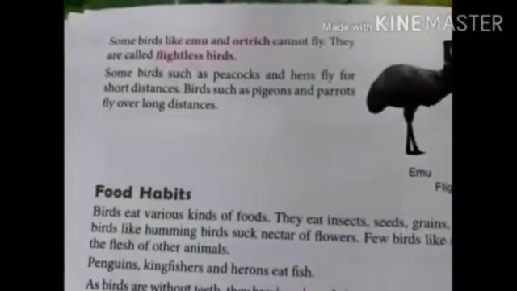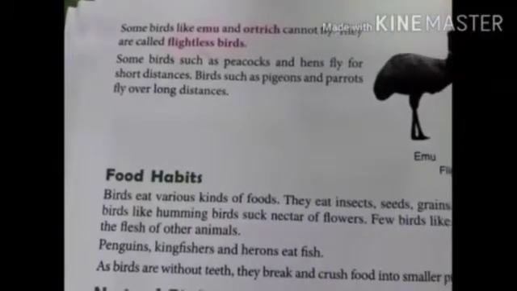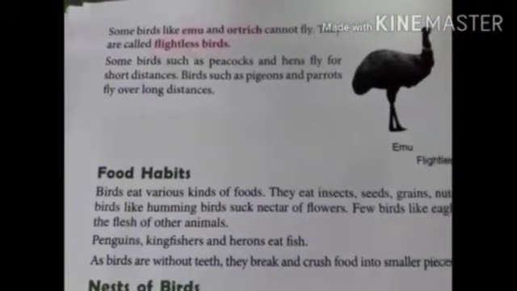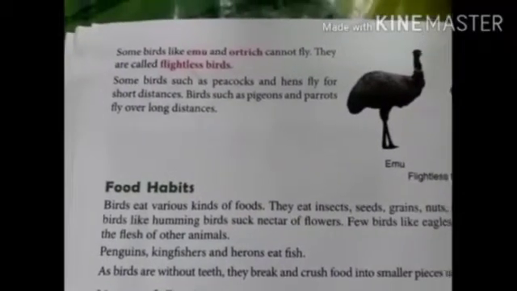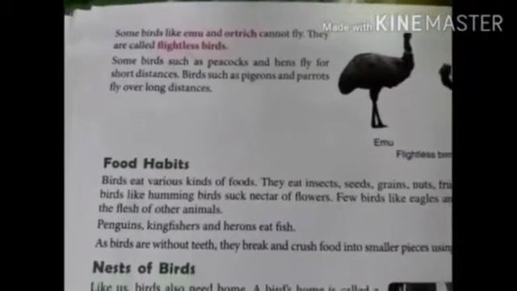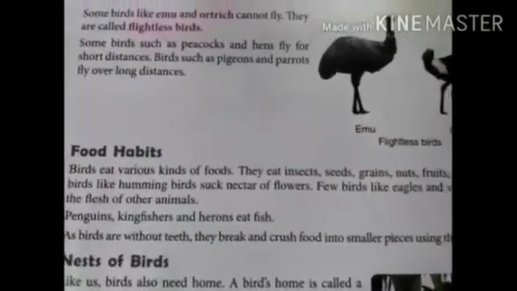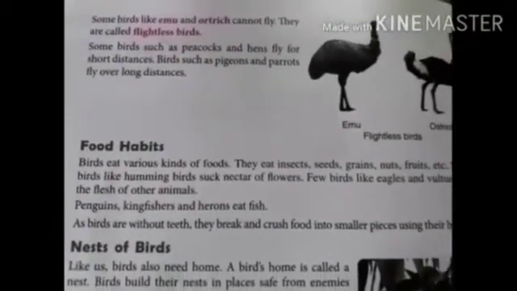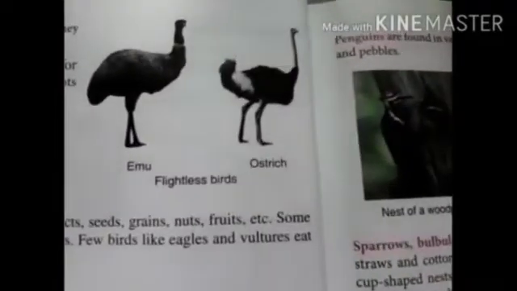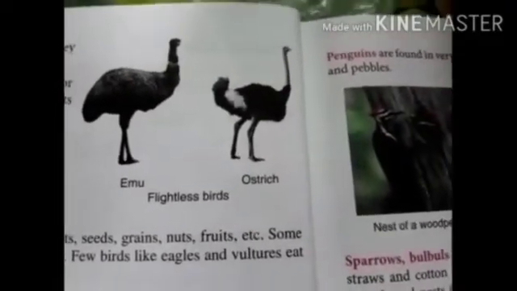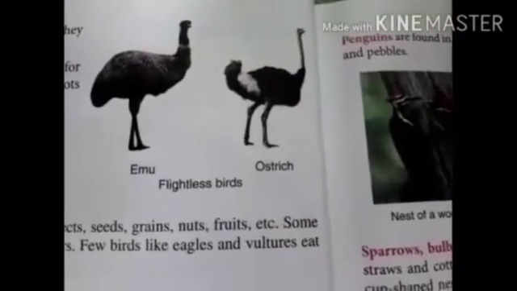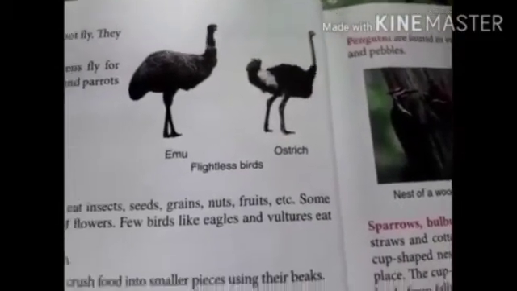Some birds like emu and ostrich cannot fly. They are called flightless birds. Some birds such as peacocks and hens fly for short distances. Birds such as pigeons and parrots fly over long distances. Now see children, you see emu and ostrich, they are called flightless birds because they cannot fly.